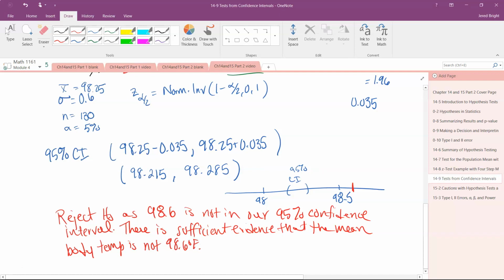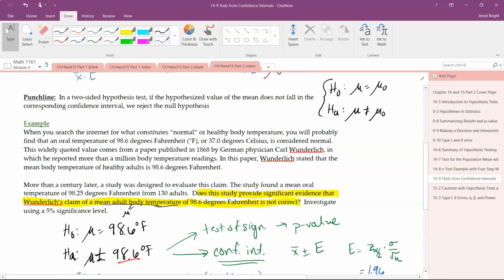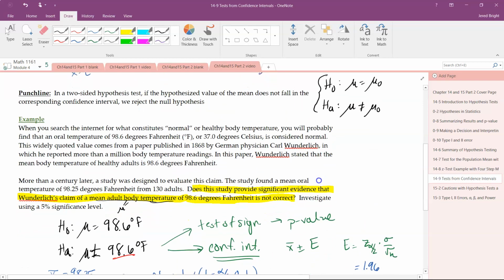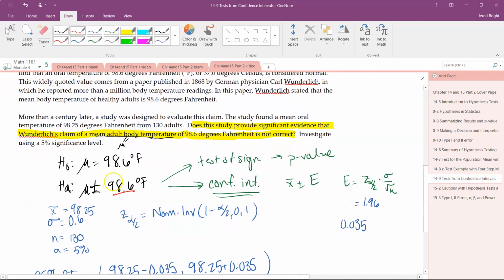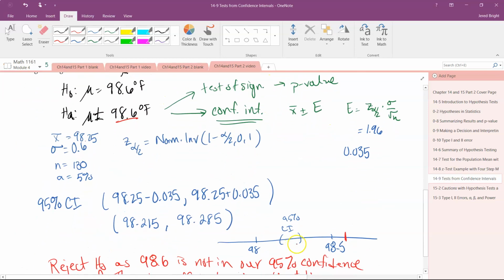So the big idea here is we can connect the two tools for inference that we have, the confidence interval and the hypothesis test, via a two-sided hypothesis test. If the hypothesized value of the mean is not in the confidence interval that we construct that corresponds to the significance level, then we reject the null.